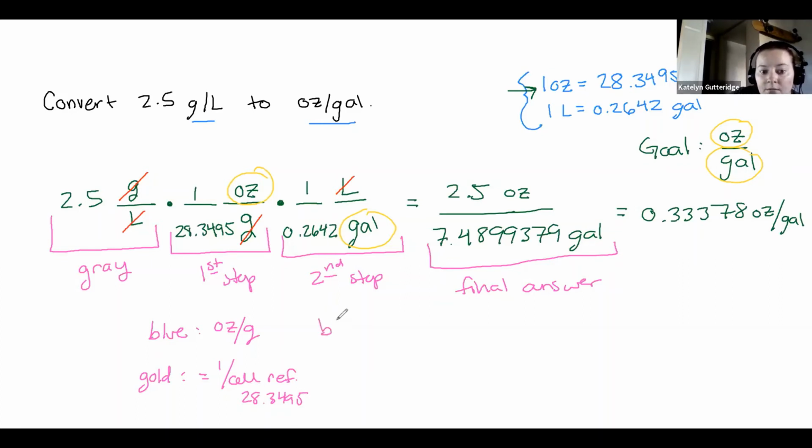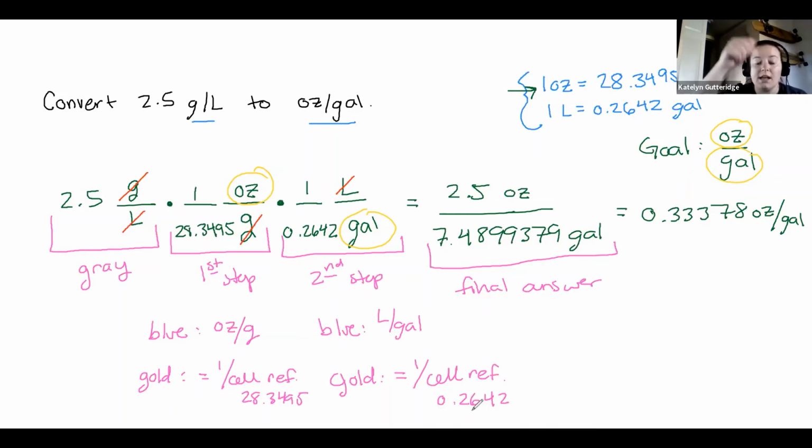So your blue cell will contain the units, liters per gallon. And then the gold cell, you'll do a cell reference. You'll do 1 over the cell reference for 0.2642. So in those gold cells for this one, I should see the equal sign. I should see the number 1 divided by the cell name containing 0.2642. I should not see you manually type in 0.2642. I do not want to see that. I want to see you reference the table with the cell containing that value.